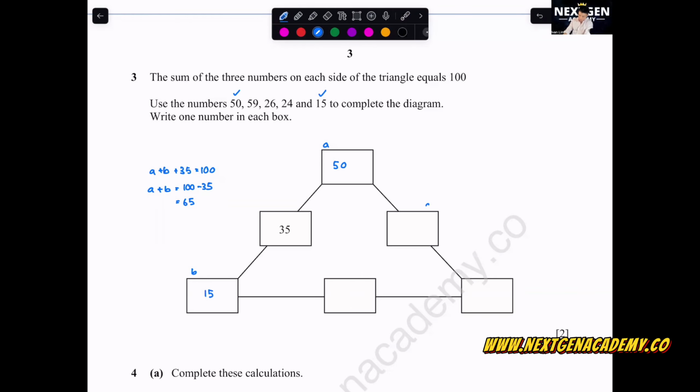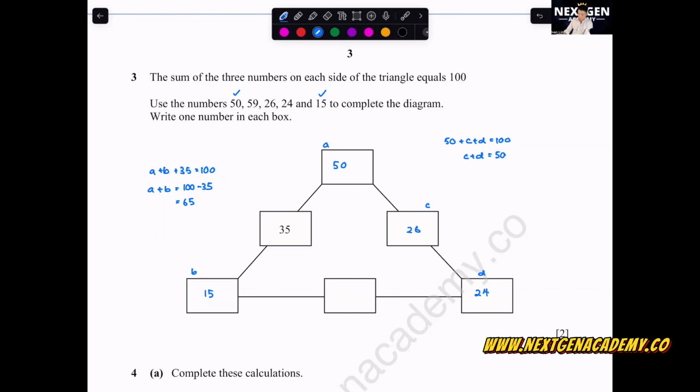C and D. A, C, and D, when you add up together, so 50 plus C and D is equal to 100. C plus D is equal to 50. Which two numbers add up to 50? 26 and 24. How do we know which one is 26, which one is 24, or 24, 26? We don't know, right? We try first. So let's put 26, 24. We just try and error first.